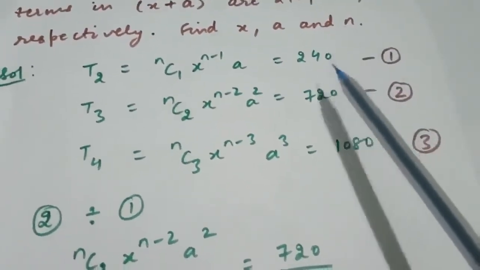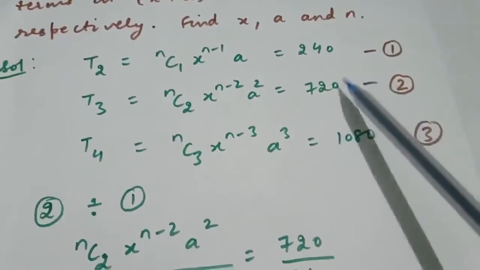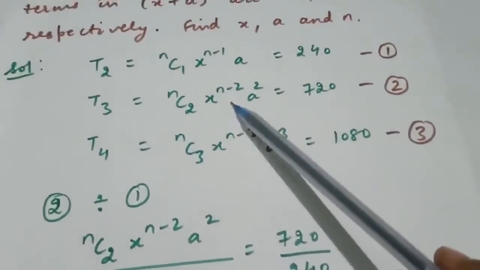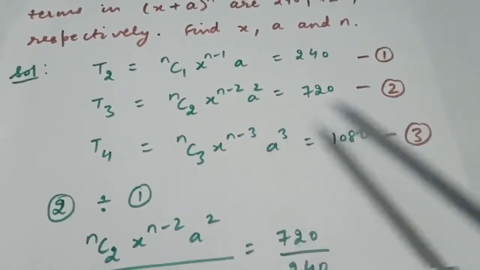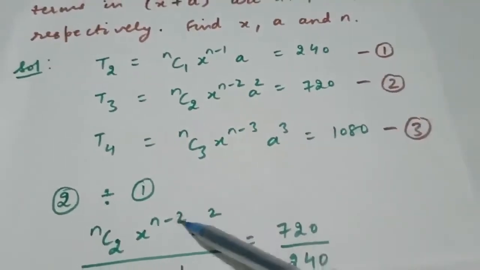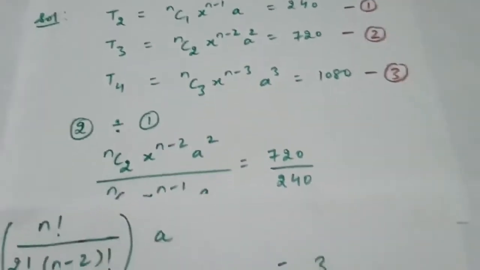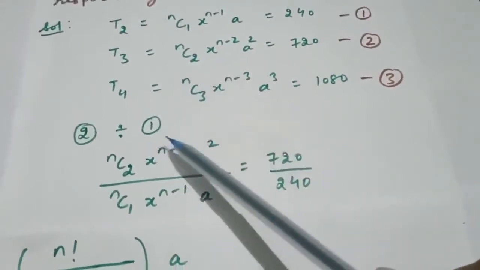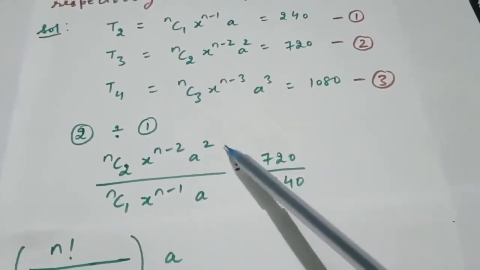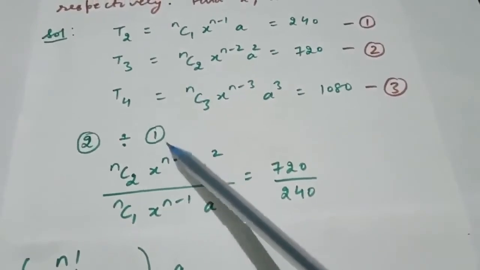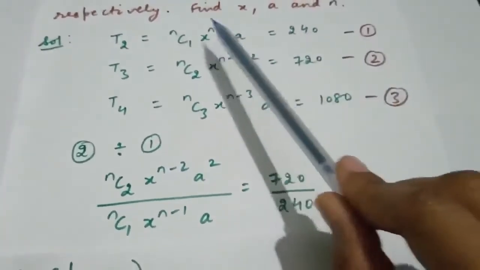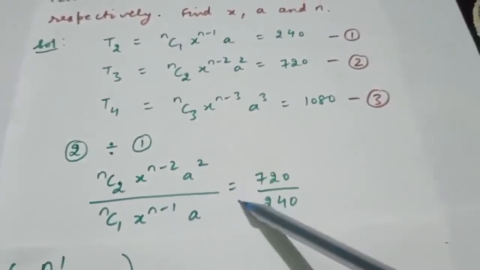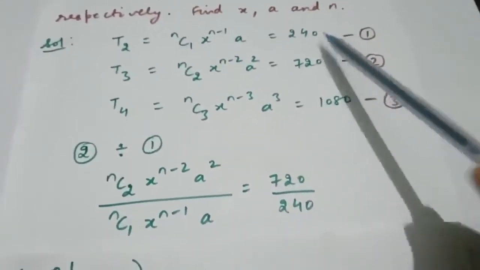So we will divide the consecutive terms, that is, we will divide the third term by the second and the fourth term by the third term. So now firstly dividing second by first, right? So this is nC2 * x^(n-2) * A^2 divided by nC1 * x^(n-1) * A, which is equal to 720 divided by 240.